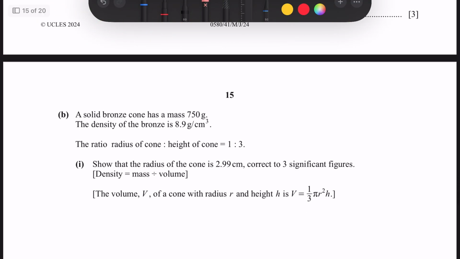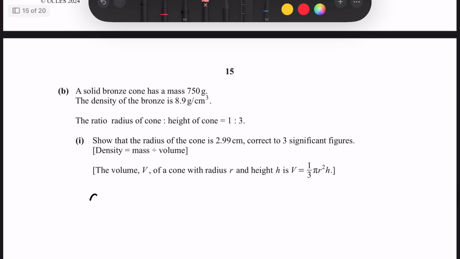Now part B says that a solid bronze cone has a mass of 750 grams and the density of the bronze is 8.9 grams per centimeter cubed. The ratio of the radius of the cone to the height of the cone is equal to 1:3. Part I says to show that the radius of the cone is 2.99 centimeters, correct to 3 significant figures.